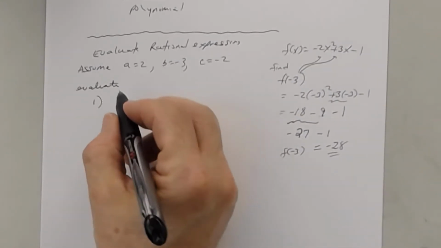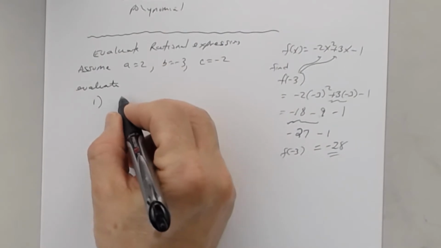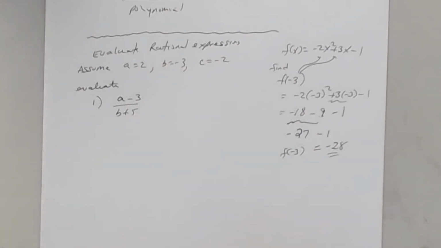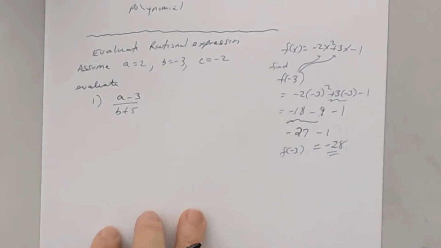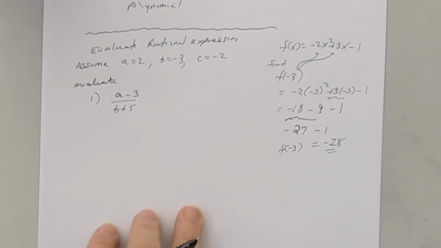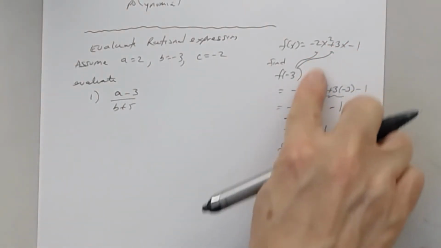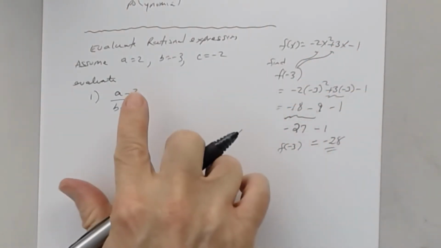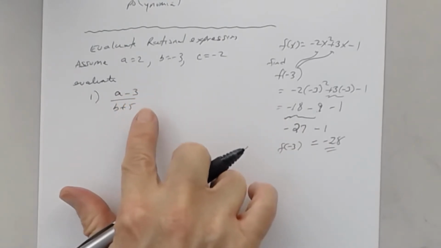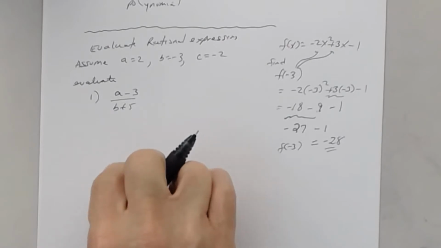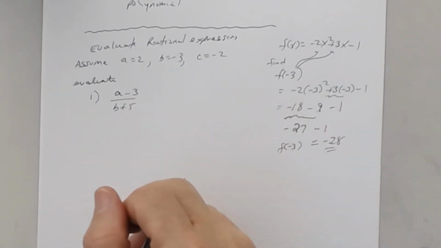Okay, number 1. Suppose I had the rational expression a minus 3 divided by b plus 5. So if I'm going to evaluate this rational expression, just like I did this quadratic function right here, where we see the variable a, what do I substitute? 2. Where we see the variable b, what do I substitute? Negative 3. So it's just a matter of plug and chug.